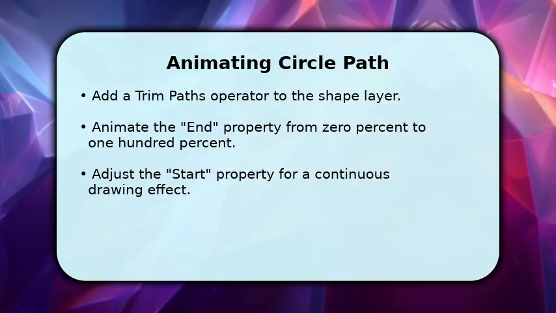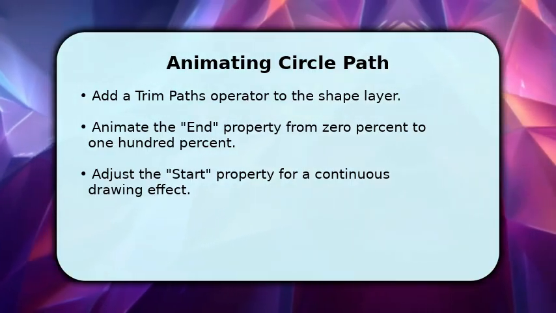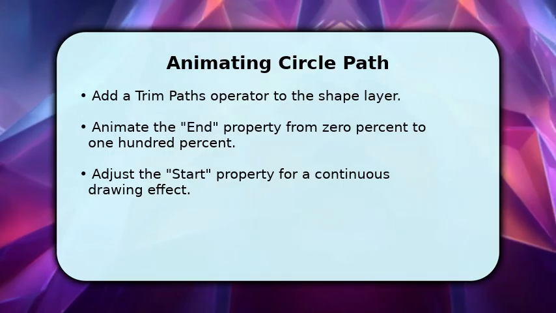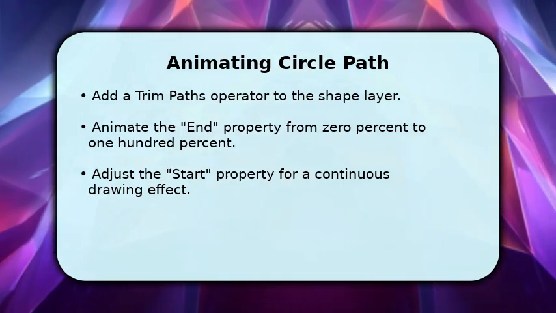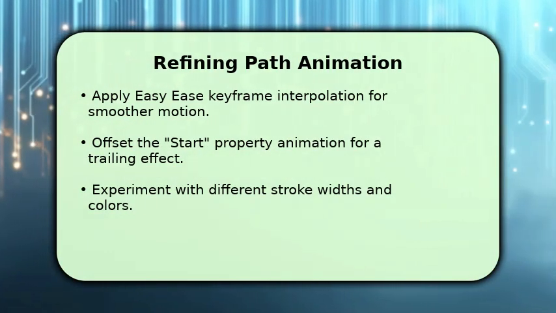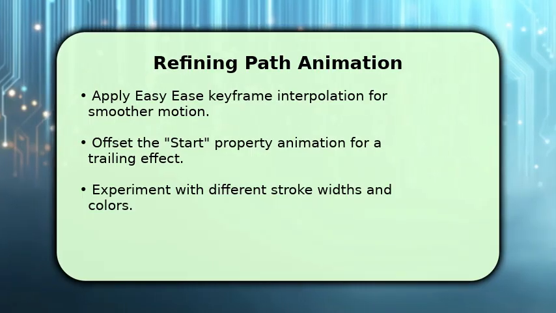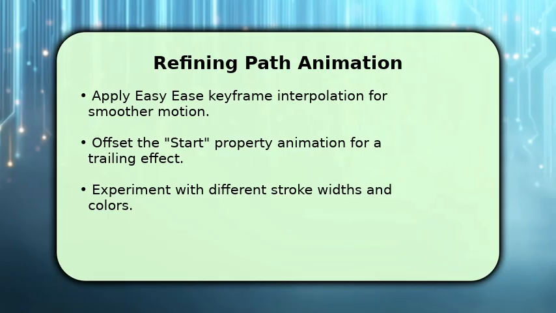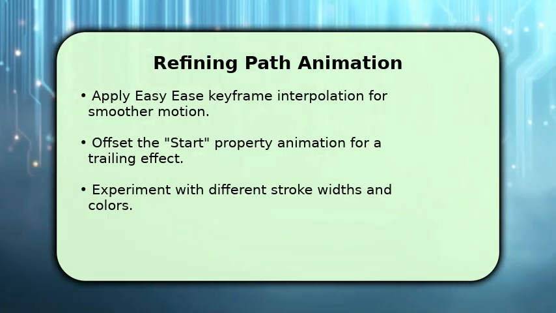Set a keyframe for the end property at 0% at the start of your timeline, then move forward 2 seconds and set another keyframe at 100%. This will draw your circle. To make your animation look more professional, select your keyframes in the timeline and apply Easy Ease interpolation. This creates a smoother acceleration and deceleration.